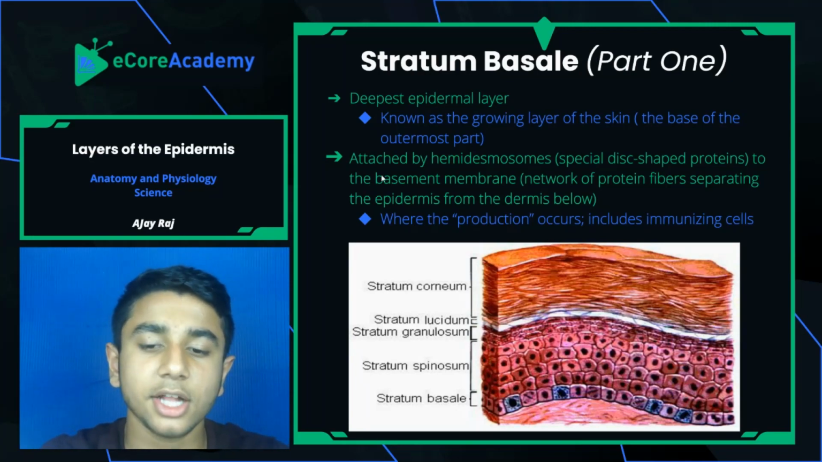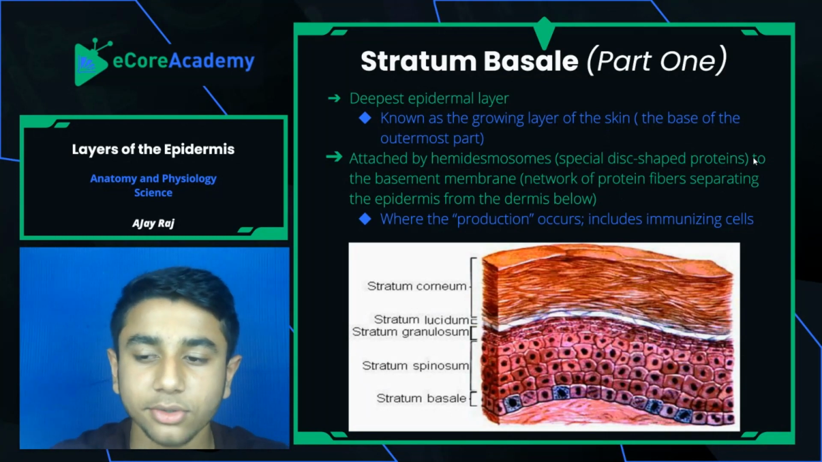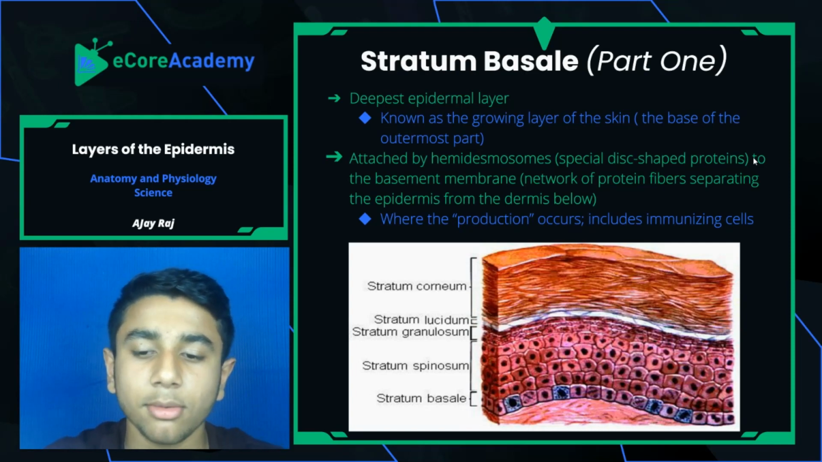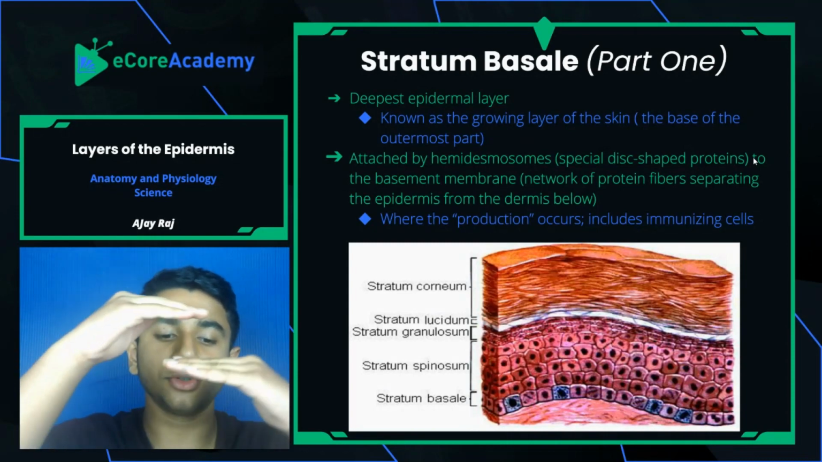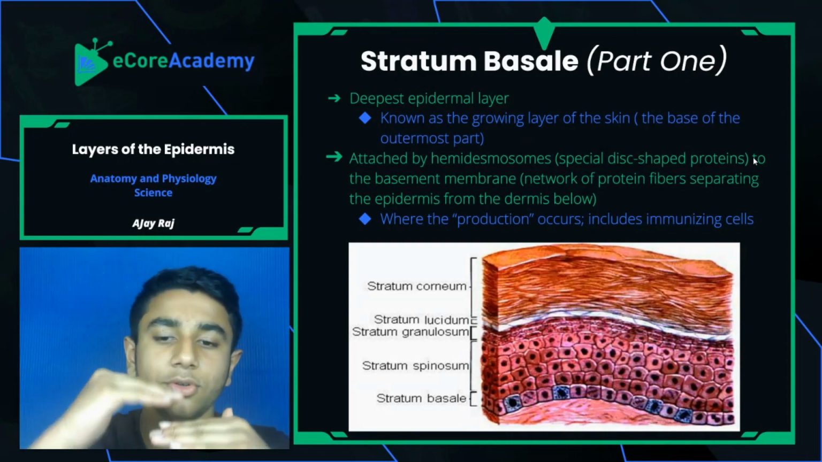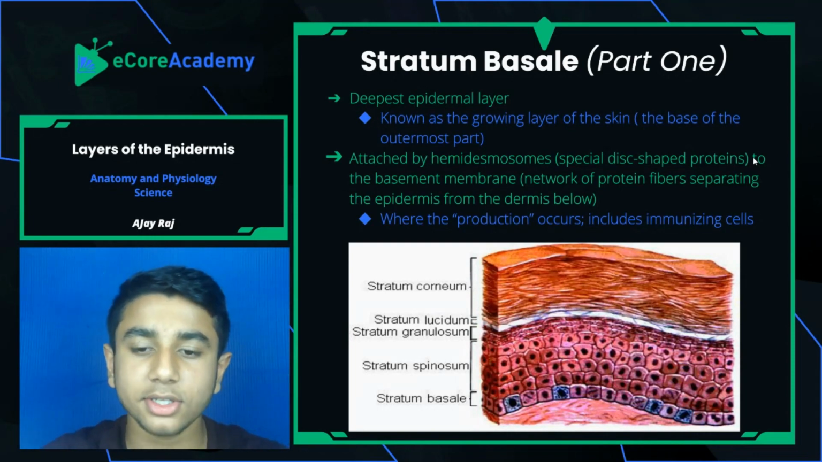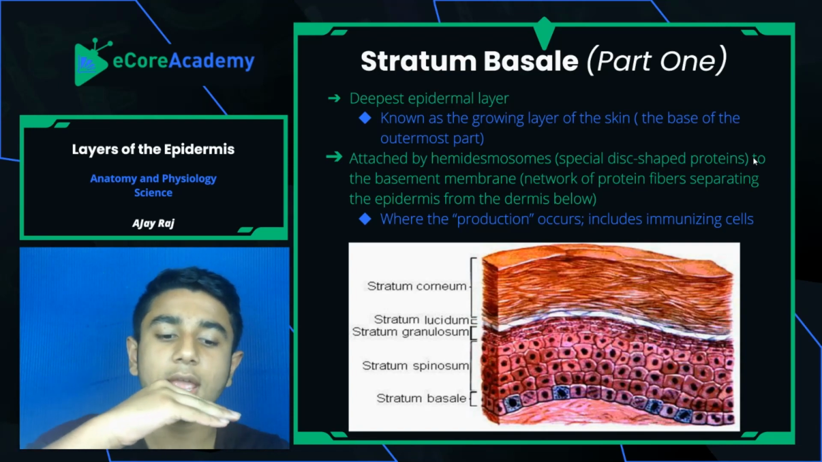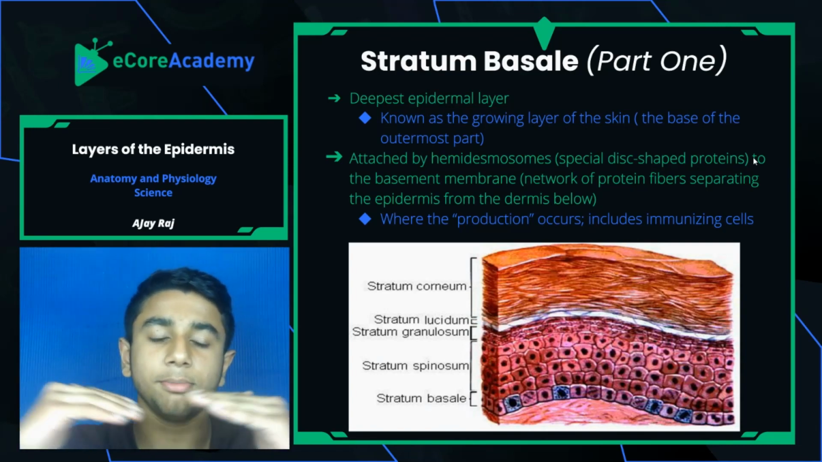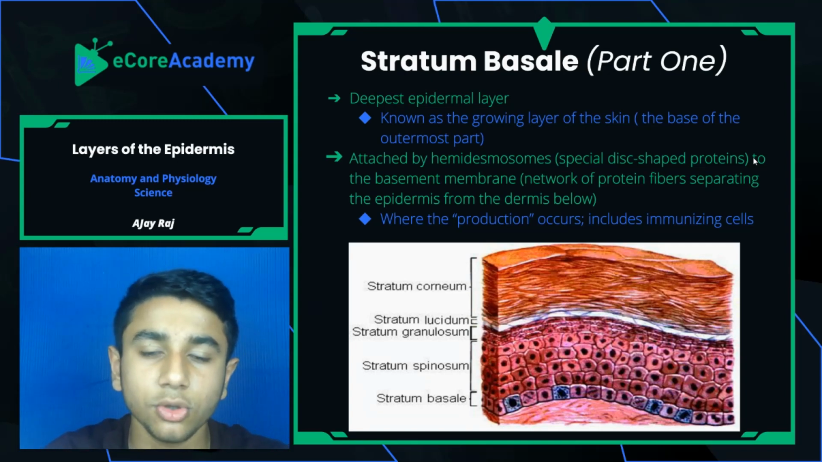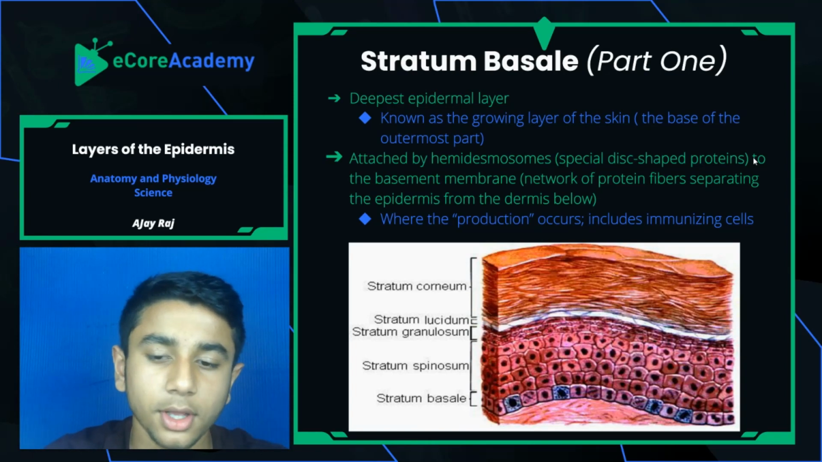The stratum basale is attached by hemidesmosomes, which are special disc-shaped proteins. These hemidesmosomes are attached to the basement membrane, which is a network of protein fibers that separate the epidermis from the dermis. If you don't already know, the dermis is below the epidermis in the skin, and since those two skin layers are on top of each other, you need a fine line to separate them, and the stratum basale is known for that. These hemidesmosomes form the basement membrane, the bottommost part of the epidermis, and they section off the dermis from the epidermis, cutting off all connections except for specific and special tubules that we'll get into later. This network of protein fibers separates the epidermis from the superficial, or underlying, dermis layer.